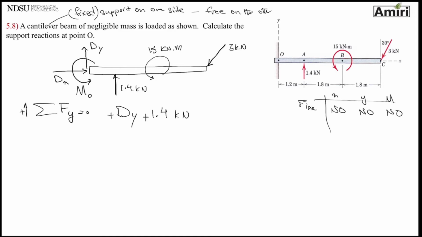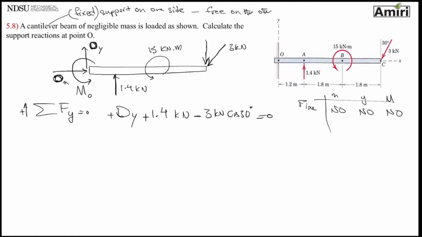Moving on, 15 is a moment. Next one is 3 kilonewton. So I gotta use the vertical component of it. The angle is given as 30, so I'm gonna use 3 kilonewton cosine 30. That one is pointing down, so I'm gonna put minus. And I get Oy. Why did I draw D? This is point O.